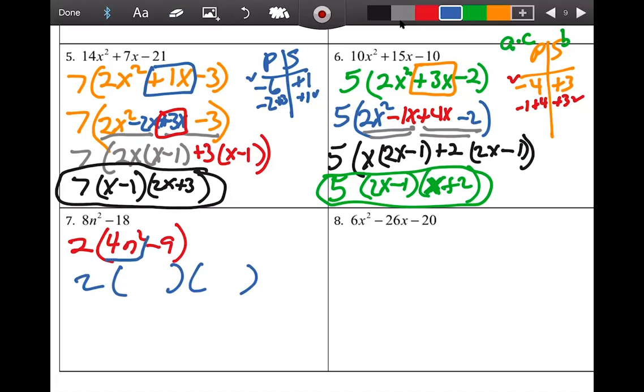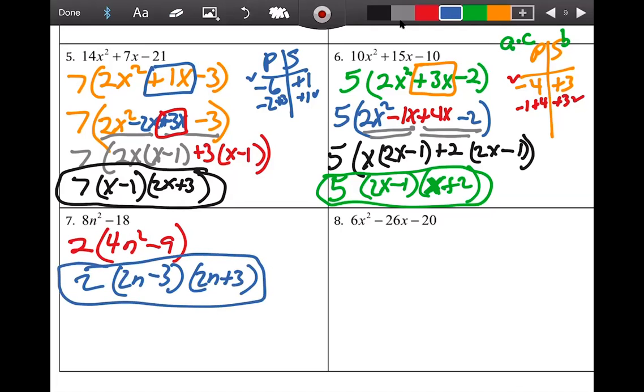Is it 2n? Yeah, 2n. Minus 3? Yep. Times. Would it be 2n plus 3? Oh, that's the teamwork makes the dream work right there, baby. That's good stuff.